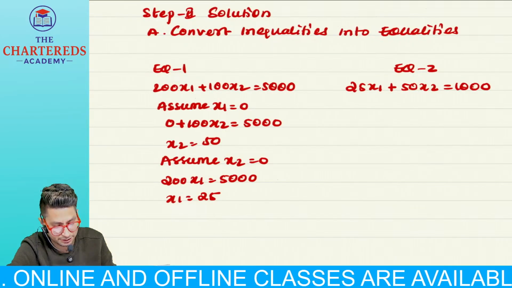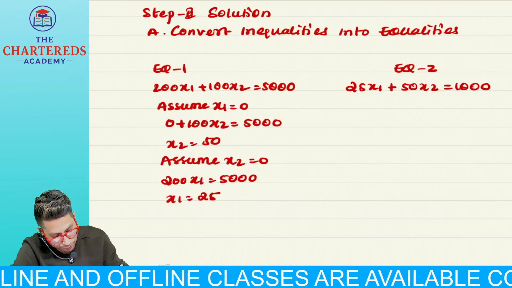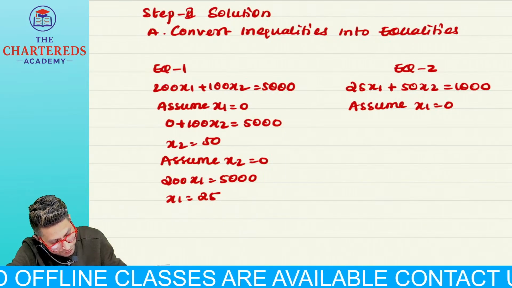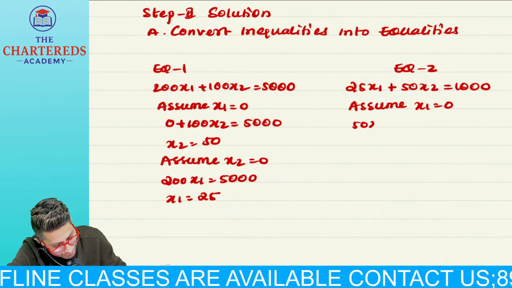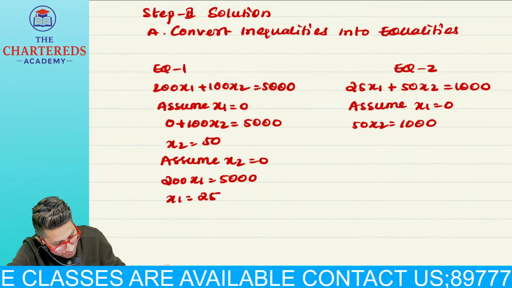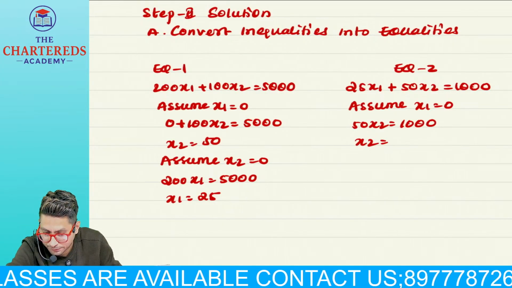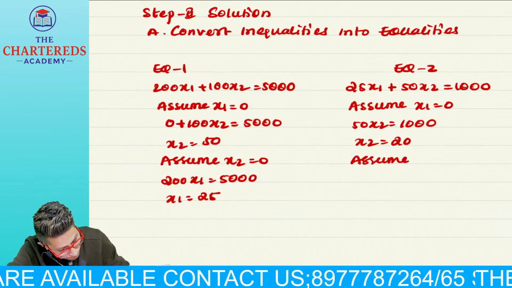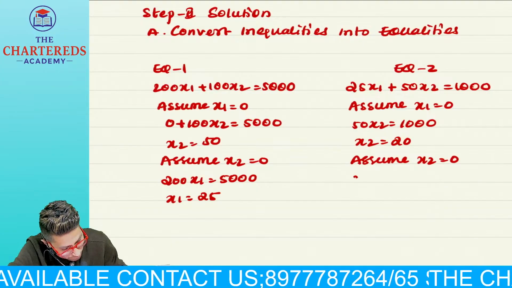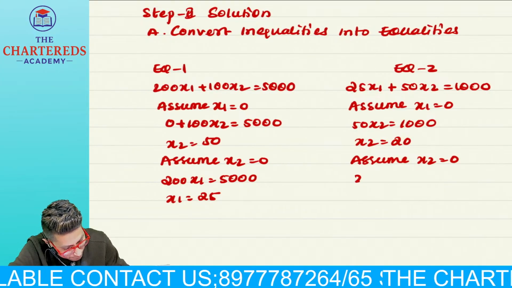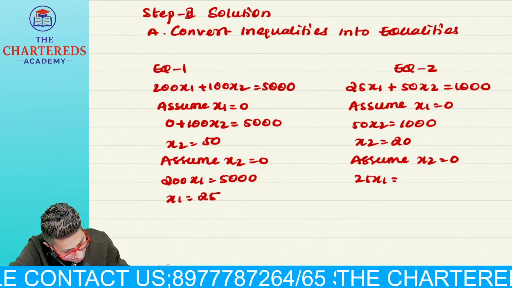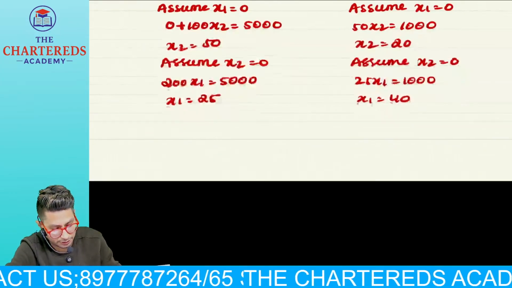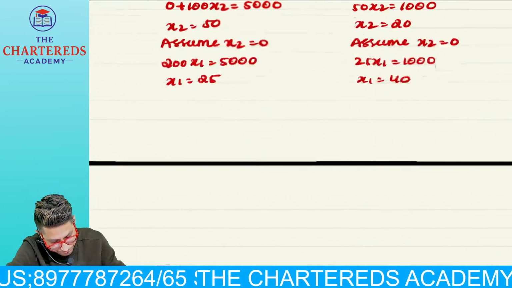Understood how to calculate? Now the same thing we will do for equation 2. Assume x1 to be 0, then 50x2 is equal to 1000. x2 will be how much? 20. Assume x2 to be 0, then 25x1 is equal to 1000 and x1 will be what? Clear? Now I'll just write the points like this.